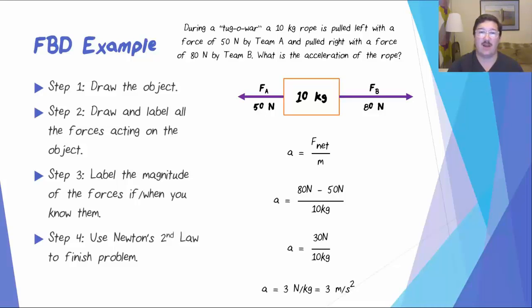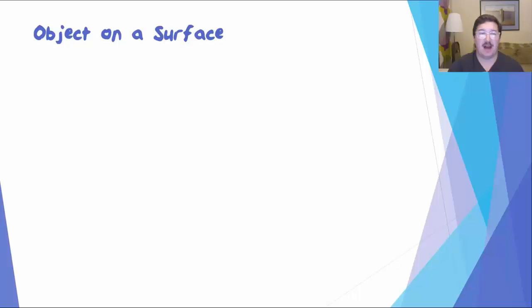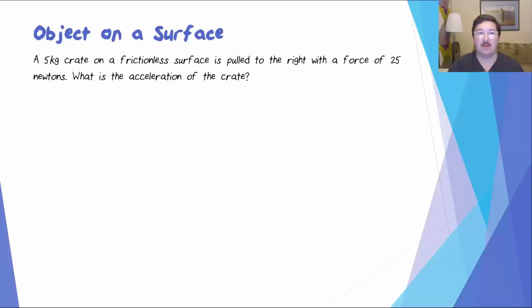When we finish this calculation, we find that the acceleration of this rope is 3 meters per second squared. Since that is a positive answer, that means that the acceleration is in the direction of the force from team B. Let's take a look at an example of an object on a surface. A 5 kilogram crate on a frictionless surface is pulled to the right with a force of 25 newtons. What is the acceleration of the crate?